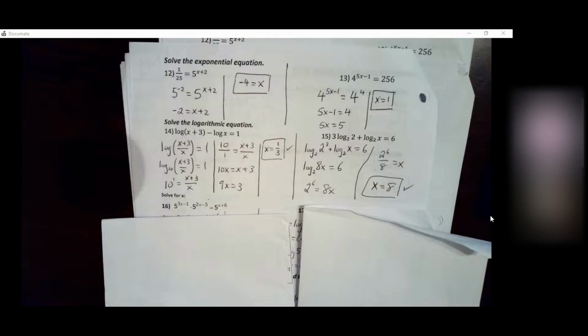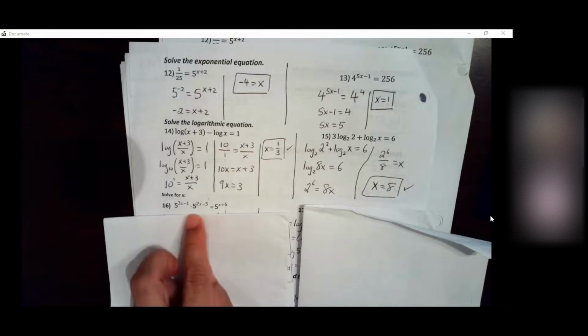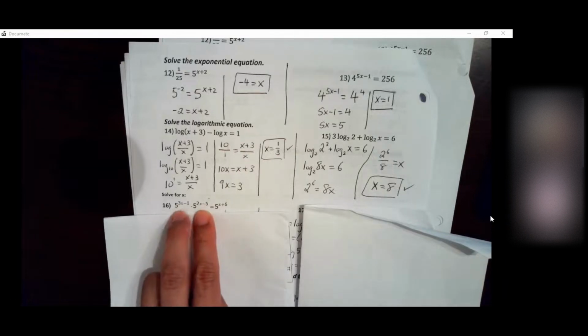I'm a little confused here. Okay, so 16. Well, the nice thing is that they all have the same base, but we can't quite get rid of the 5 until we have a 1-to-1 relationship. So is there anything that we can do to maybe merge these together?